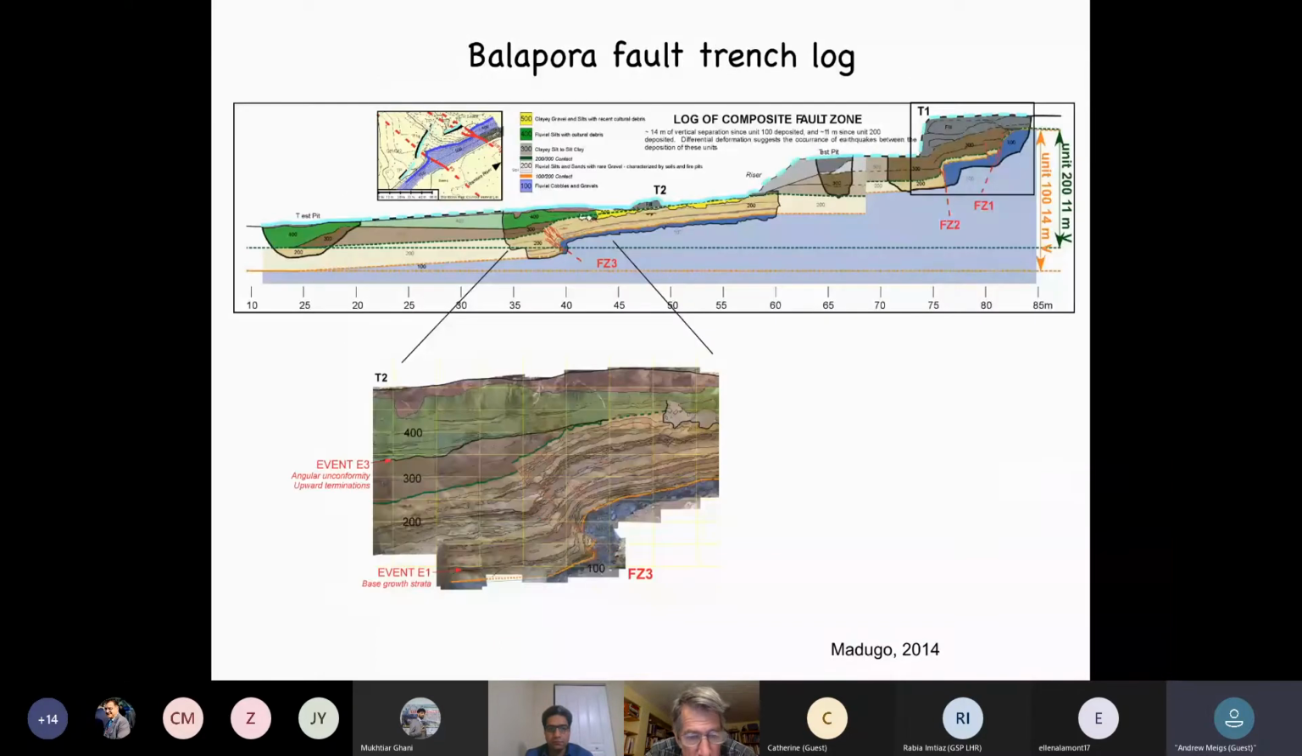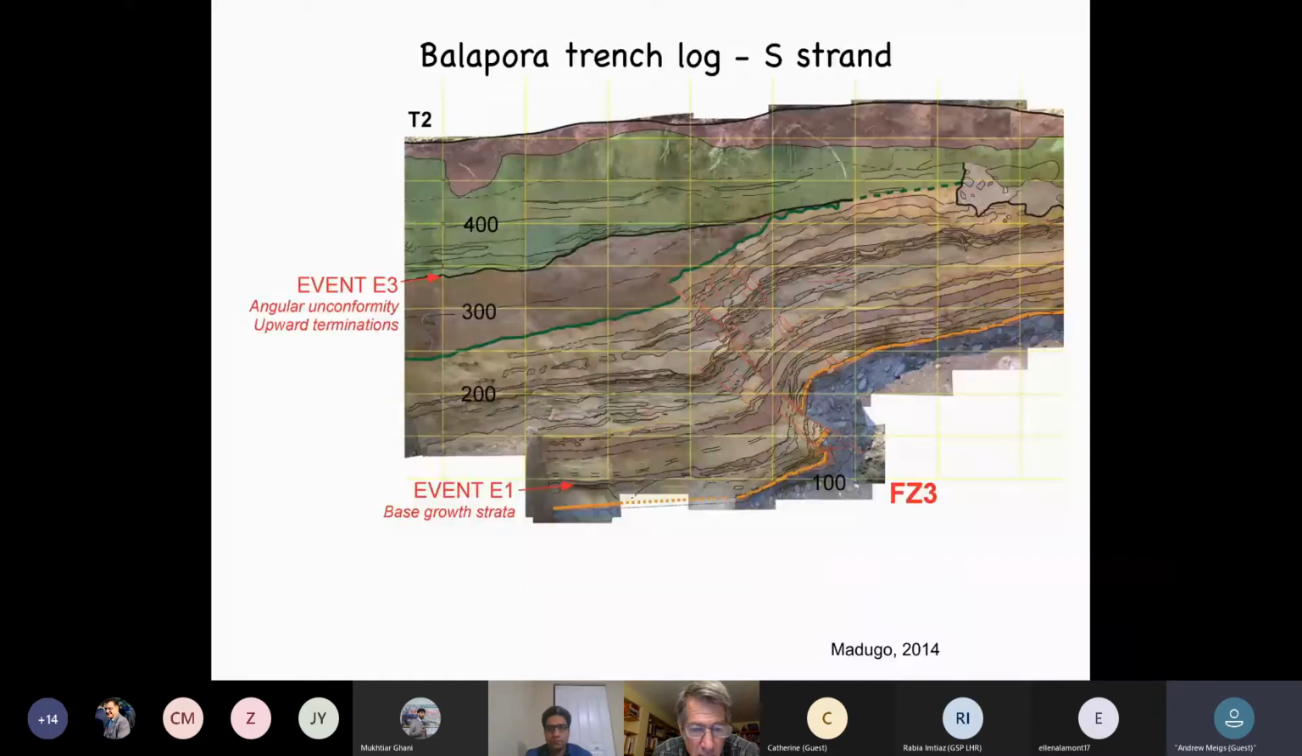Chris dug a trench across the fault system, in which he uncovered two strands of the fault. FZ3 is down here on the south, FZ2 and 1 are on the north. And from those, he logged the stratigraphy of the surficial deposits directly across the fault trace. And I'm going to show you a blow up of that, simply to say a little bit more about paleoseismology. Paleoseismology is a very detailed way of doing something that we learned when we were young geologists. That is the law of cross-cutting relationships.